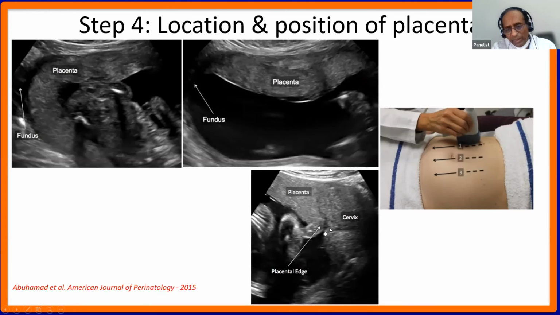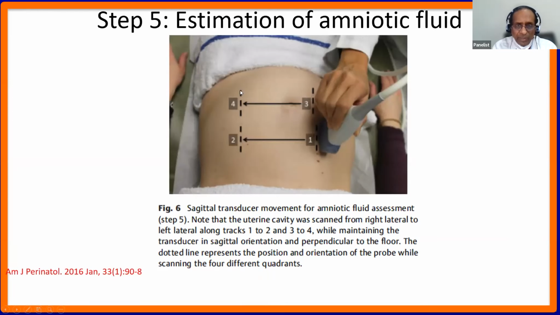The fifth step is the estimation of amniotic fluid. Now, for amniotic fluid estimation, you need to scan the entire length and breadth of the uterus to know where all the fluid pockets are. On a subjective assessment, you can find out there may be some areas where there is more fluid, some areas with less fluid. So you need to identify which is the largest pocket of fluid for us to do the measurement.